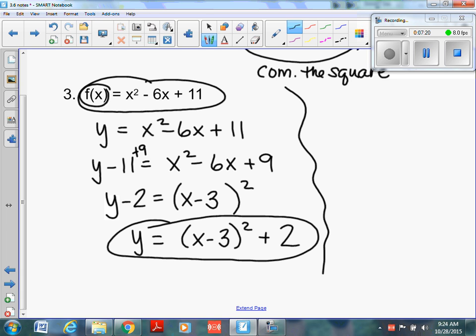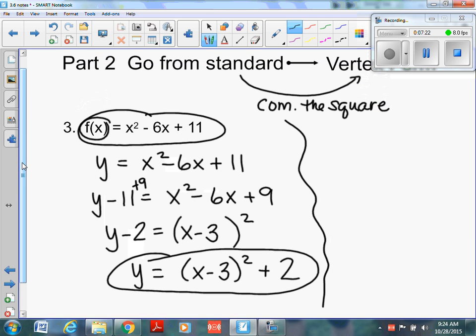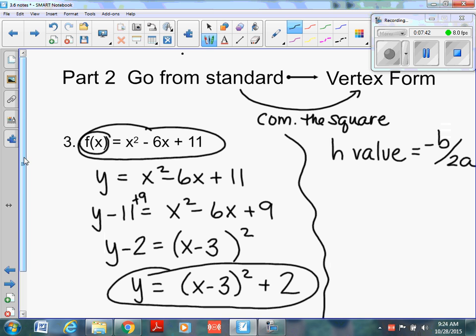I don't know if you remember this from Algebra 2, but there was a formula to find the h value of the vertex. The h value is, maybe this will ring a bell, negative b over 2a. You guys remember negative b over 2a from Algebra 2 last year? So, all you do is, here's the original problem, x squared minus 6x plus 11.